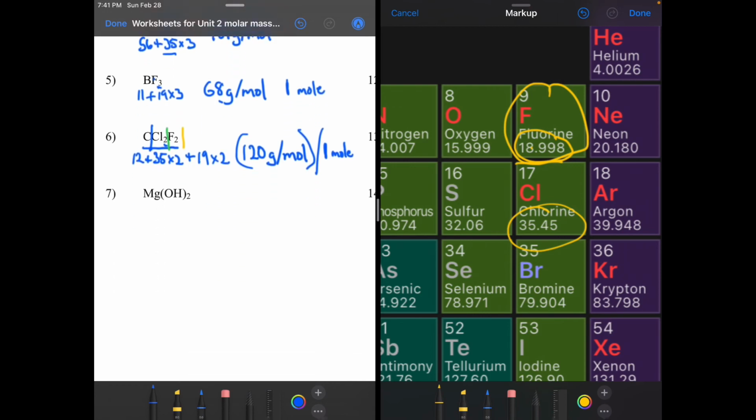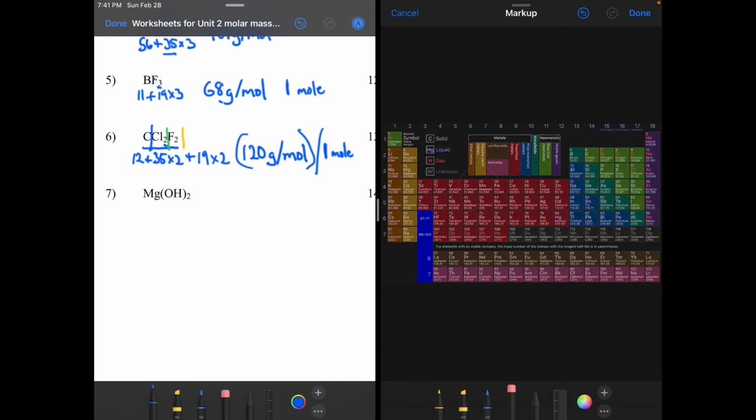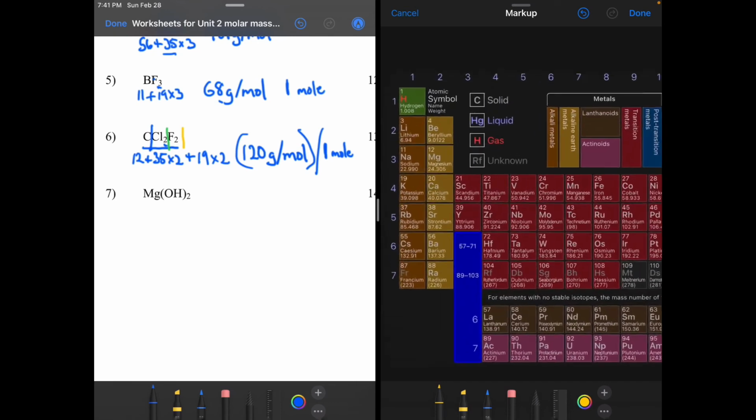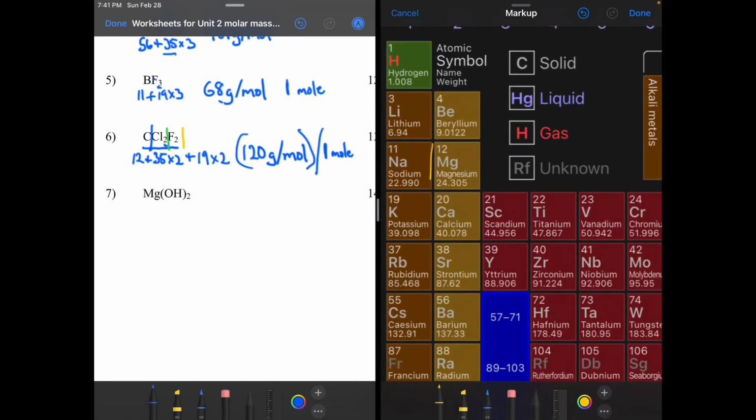Let's do one more. Magnesium hydroxide. Erase this. In fact, I'm just going to shrink it and erase everything I've done. So we're going to try to find the magnesium. Magnesium is over here in the alkali earth metals. It's going to be 24 because we're going to round this down. It's 24.305.